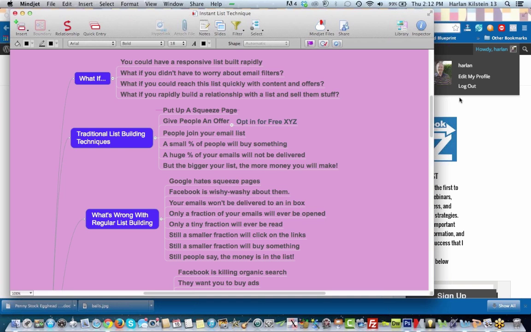Now remember, a huge percent of your emails will never be delivered. Okay? I don't care who you're with. There's no such thing as 100% of your emails getting delivered. However, they're right. The bigger your list, the more money you will make.